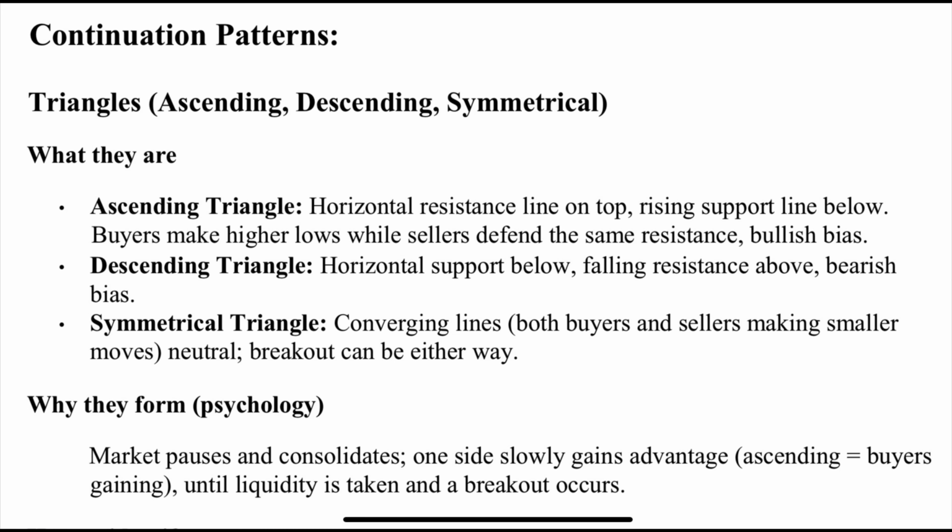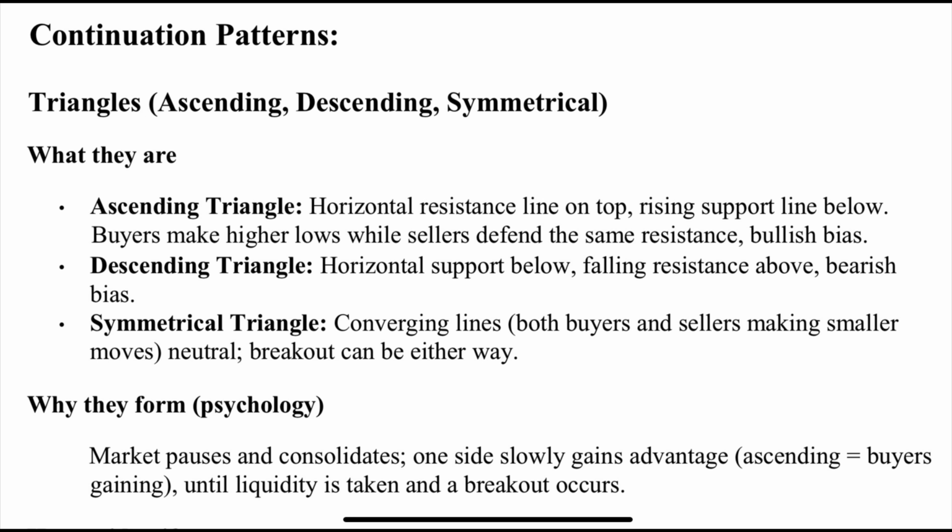Now that you know the understanding behind a continuation, let's see how we can actually read it on the charts. Continuation patterns, triangles: ascending, descending, symmetrical. What are they? Ascending triangle, horizontal resistance line on top, rising support line below. Buyers make higher lows while sellers defend the same resistance, bullish bias. Descending triangle, horizontal support below, falling resistance above, bearish bias. Symmetrical triangle, converging lines, both buyers and sellers making smaller moves. Neutral, breakout can be either way.